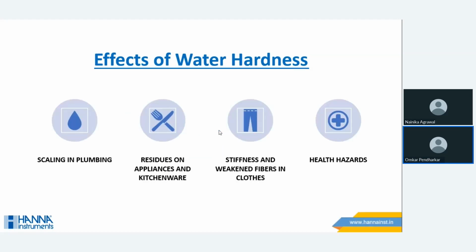Now we will see the effects of water hardness in the water industry, water treatment plants, as well as in household water. The first and most important effect of hard water is scaling. Scaling is the biggest problem caused by the hardness. Calcium and magnesium carbonates have the tendency to deposit as off-white or brownish solids on the surfaces of pipes. This process is known as the scaling process.